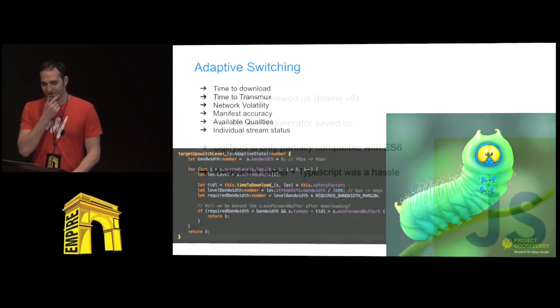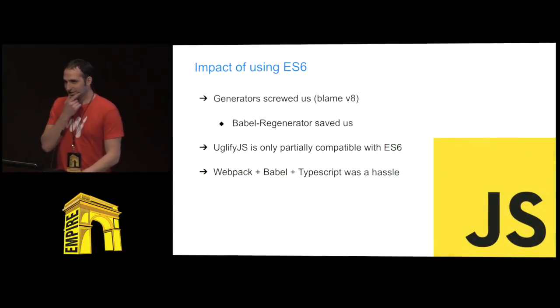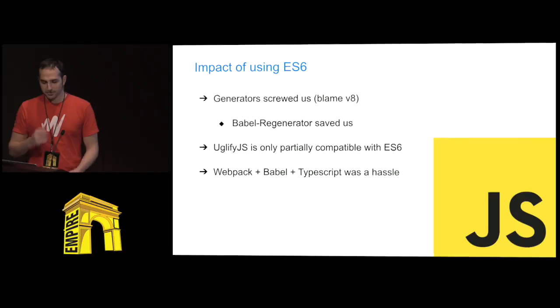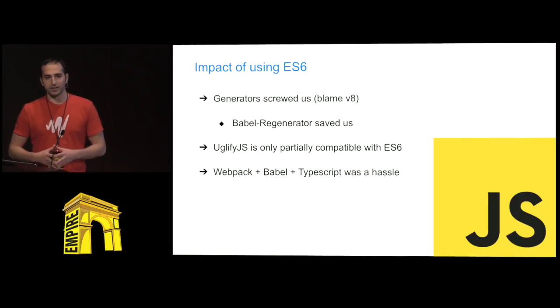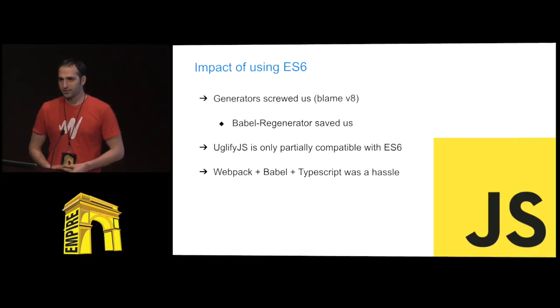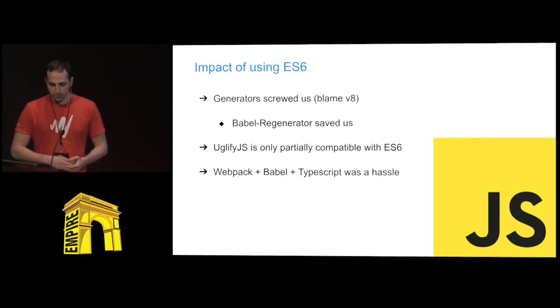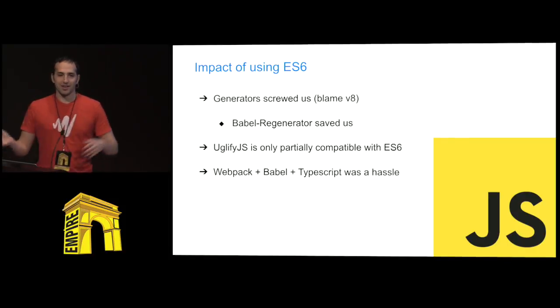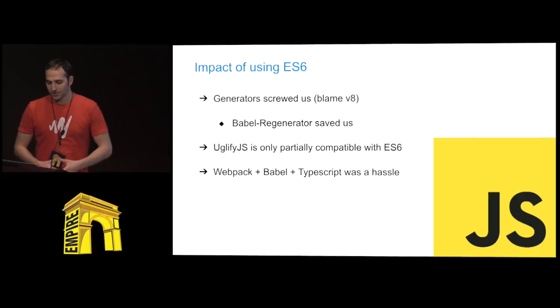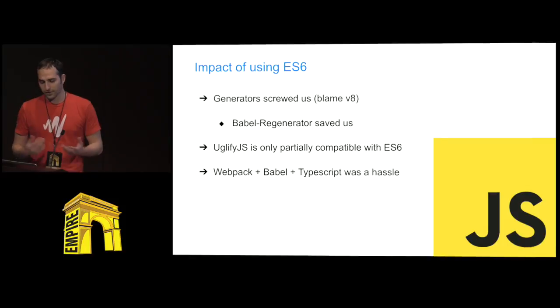Okay, I bet a lot of people here are really interested in the impact of using ES6. Generators screwed us. It was kind of a bummer because we were doing our profiling, and it turns out that the V8 engine will bail if it sees generators. It's not even going to attempt to optimize things. The only solution we ended up having was switching to regenerator using Babel, which converts generators back to big switch statements. I think it made the code a little bit bigger, but brought us back to the faster browser optimizations.